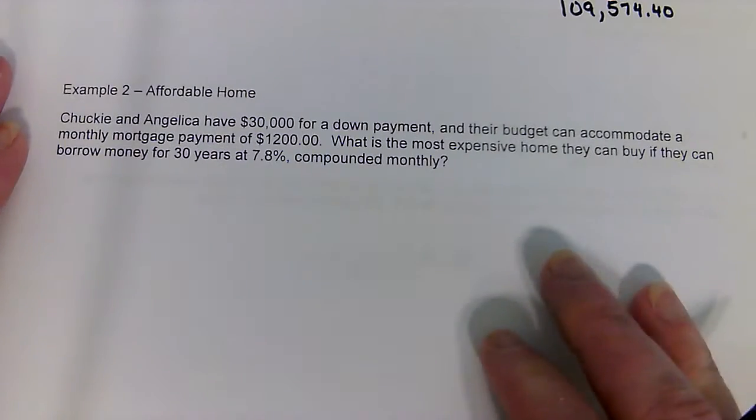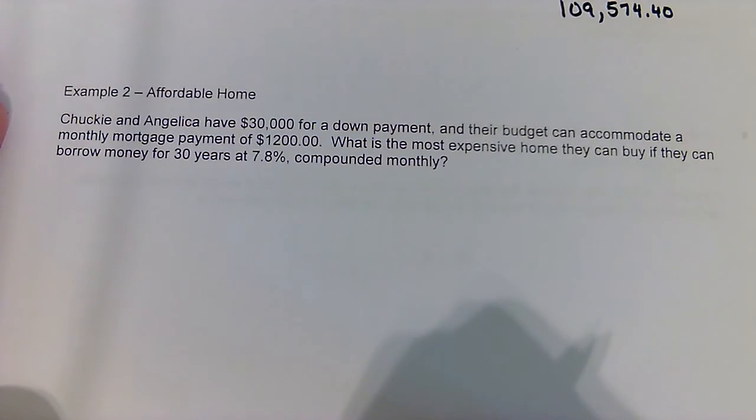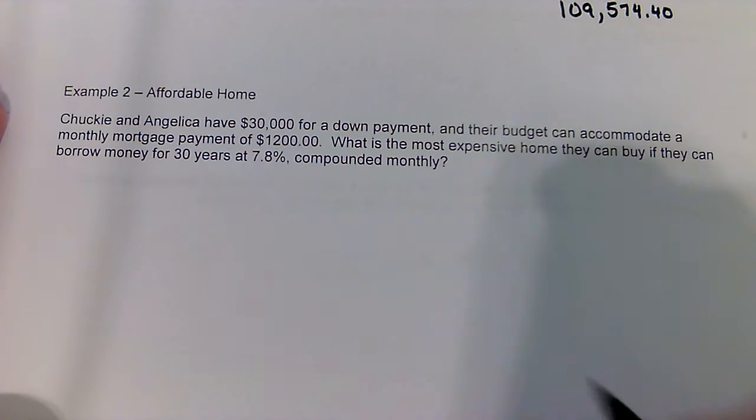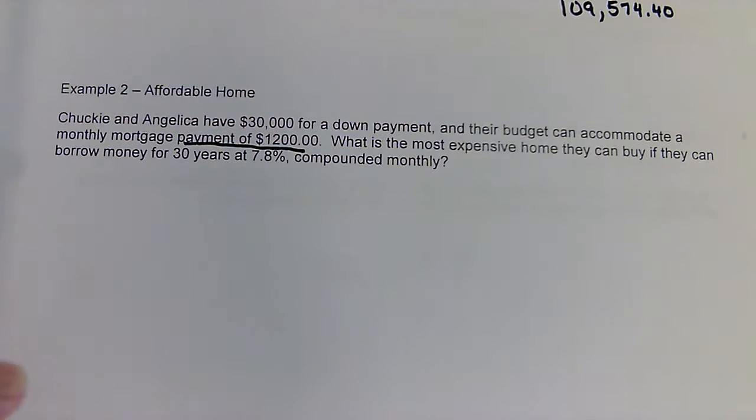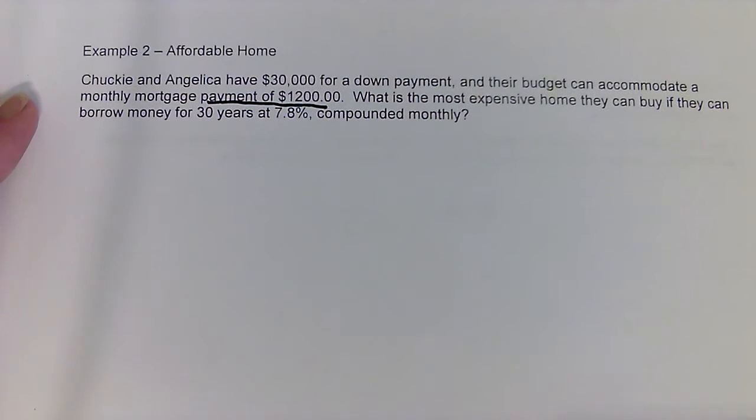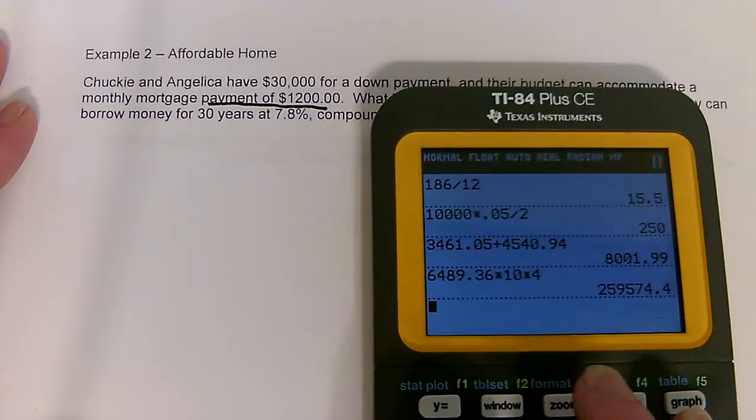Chucky and Angelica have $30,000 for a down payment, and their budget can accommodate a monthly mortgage payment of $1,200. What is the most expensive home they can buy if they borrow money for 30 years at 7.8% compounded monthly? Okay, so let's see how we're going to do this.